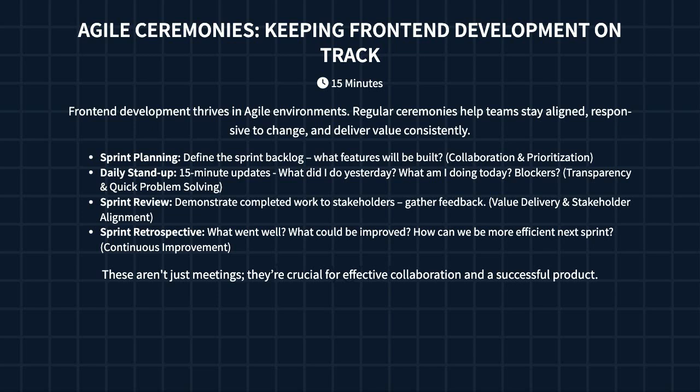Next up is the sprint review, where we show off the work we've completed to our stakeholders, get their feedback, and make sure we're on the right track. Finally, we have the sprint retrospective. This isn't a blame game, it's about honestly discussing what went well, what didn't, and how we can improve as a team in the next sprint. These ceremonies are absolutely key to keeping front-end development productive and delivering amazing products.